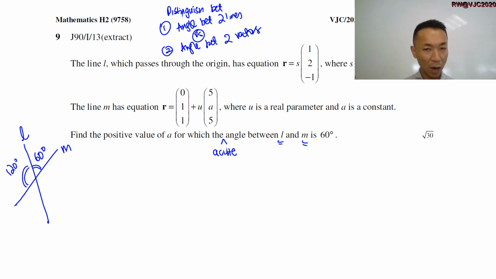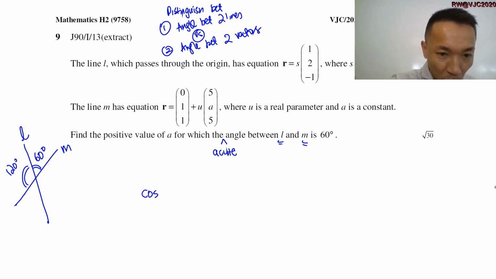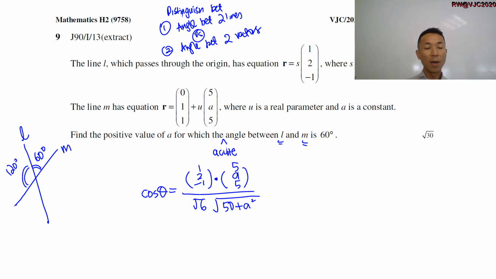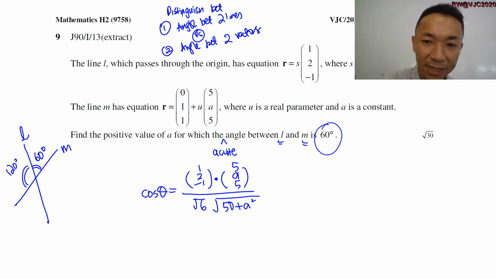I'm sure you all know how to do this because everybody would have done it. Cosine theta is this: (1, 2, minus 1) dot (5, a, 5) over root 6 times root 50 plus a squared. Everybody would have done this, and you would have said that theta is 60 degrees.